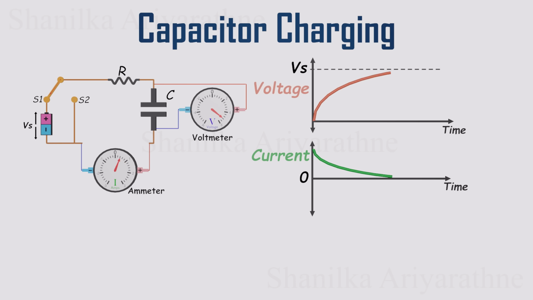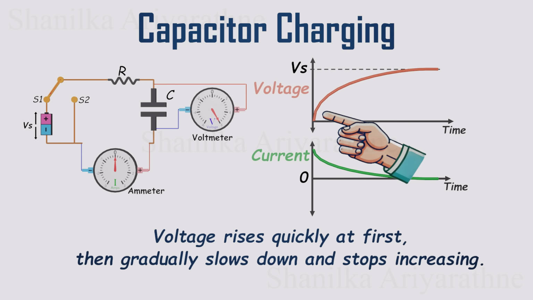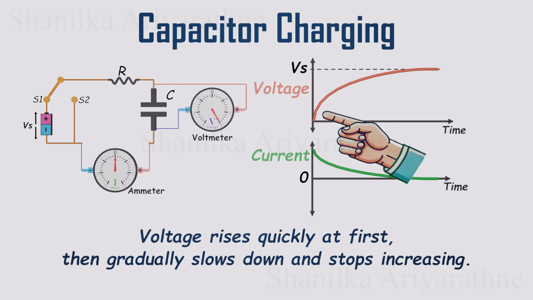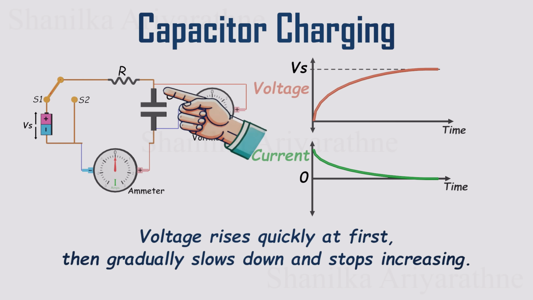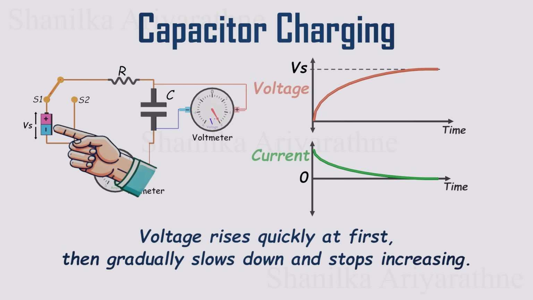As we talked about earlier, when a capacitor begins to charge, the voltage across its plates starts rising quickly. But here's the thing, it doesn't keep climbing at the same speed. Over time, the rise slows down, little by little, until eventually, the capacitor's voltage matches the battery's voltage. At that point, charging stops completely.